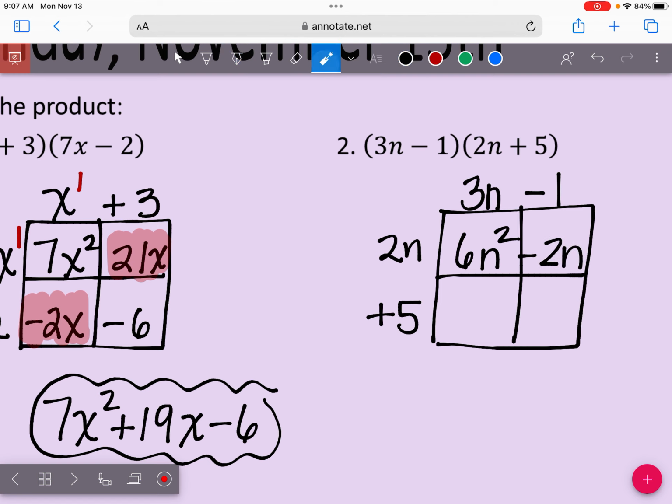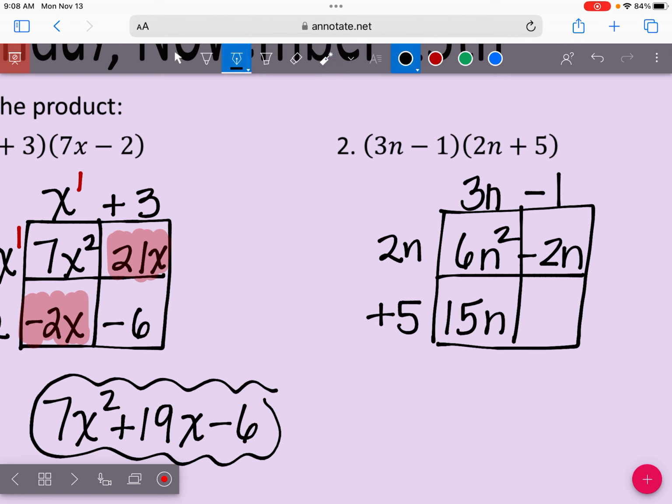Alan, what did you put in this square? 3n times 5. Oh, that's okay. So what would you put here? 3n times 5 is 15n. And then Rowan, what would go in this last square here?